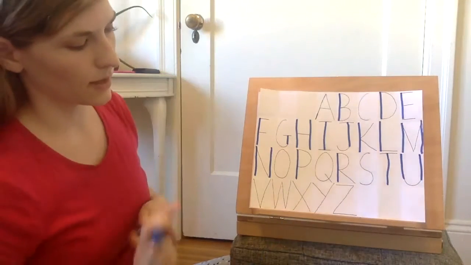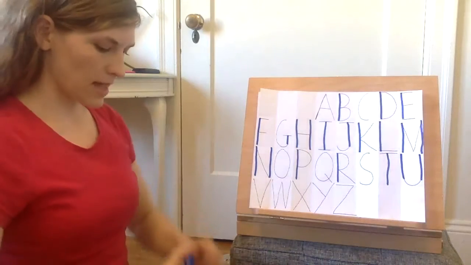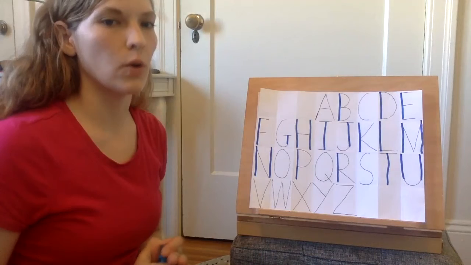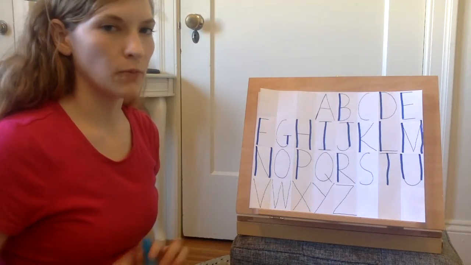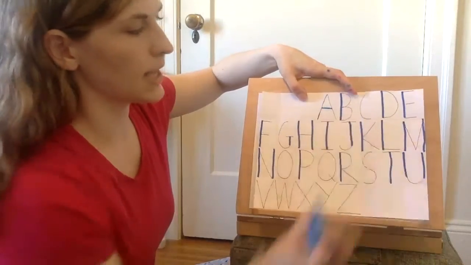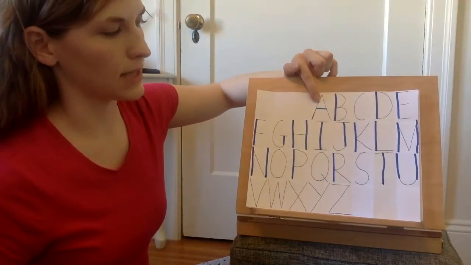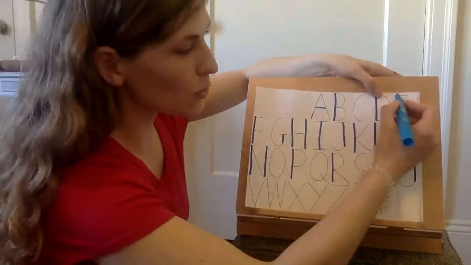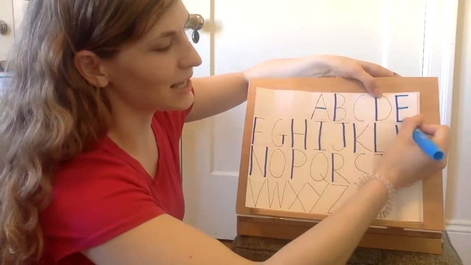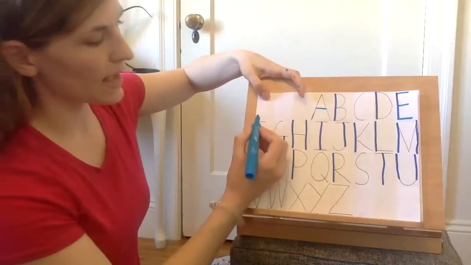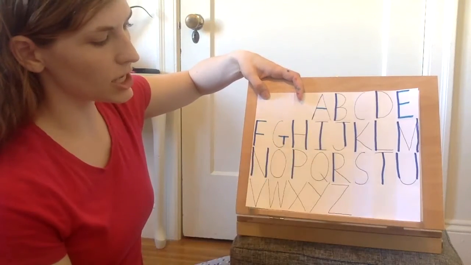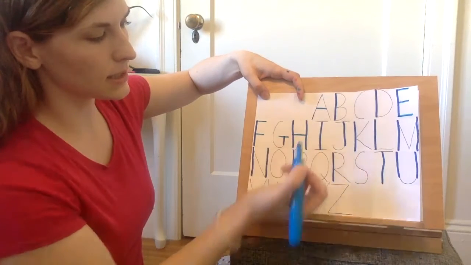All right, after our vertical lines, we're gonna highlight our horizontal lines. Those are the lines that go across. So now we'll use our light blue to highlight those horizontal lines. So A has a horizontal line that goes across, and E has three horizontal lines in E. 1, 2, 3. F has 2. There's one horizontal line in G, one horizontal line in H.